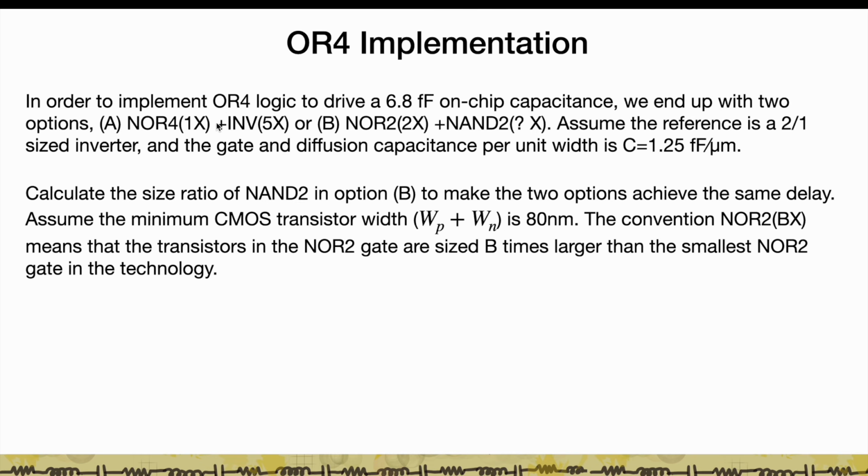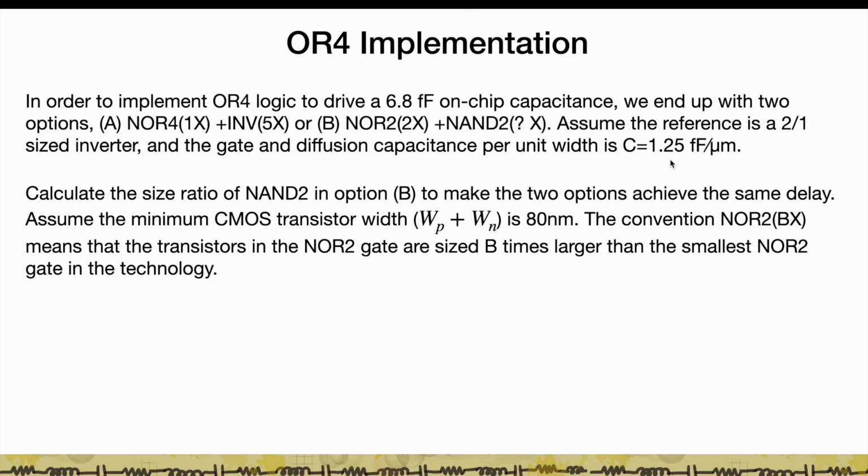Assume, so in brackets you see this 1x. So NOR4 1x means that it's the smallest NOR4 gate. Inverter 5x means that it's an inverter whose size is 5 times that of the smallest inverter. So this indicates the reference to the size of the gate, right? So assume that the reference is a 2-1 sized inverter and the gate and diffusion capacitance per unit width is C equal to 1.25 femtofarad per micron.